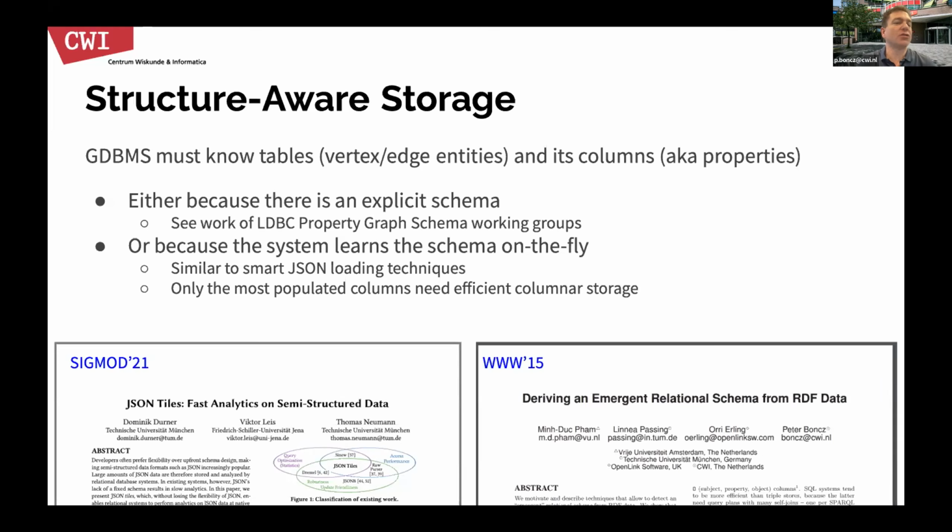You can either do that by just enforcing an explicit schema. There are very many use cases in which this is not such a big problem. And then you could also build on the work of the LDBC property graph schema working group, or you would not assume a fixed schema, but you could be smart. There is interesting work, for instance JSON tiles, that was in SIGMOD 2021. In the context of JSON, but JSON also doesn't have a fixed schema. What's being done is that when you load JSON, you automatically detect the structure of this JSON, and the structure of JSON is very often very repetitive and very similar, and actually store this in columns.